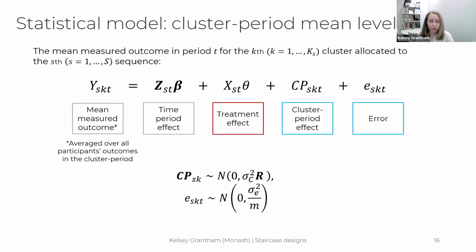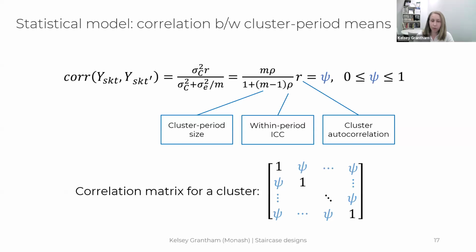And we commonly work with a version of this model that's represented at the cluster period mean level, as shown here. So here we've averaged over the participants' outcomes within each cluster period. And then the only main difference on the right-hand side is that the error term is now the averaged participant level random error. And so this model induces the following form for the correlation between cluster period means, which we will denote by the symbol psi.